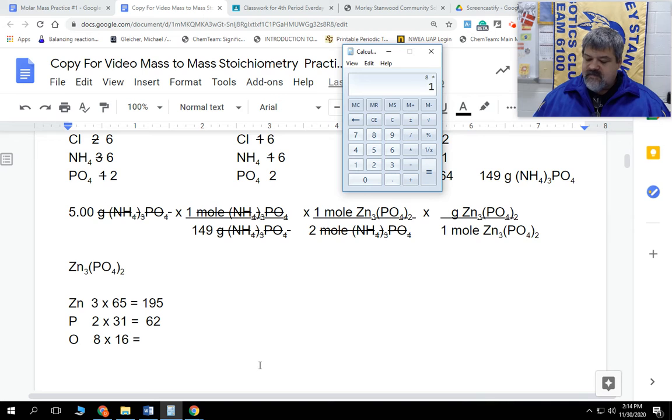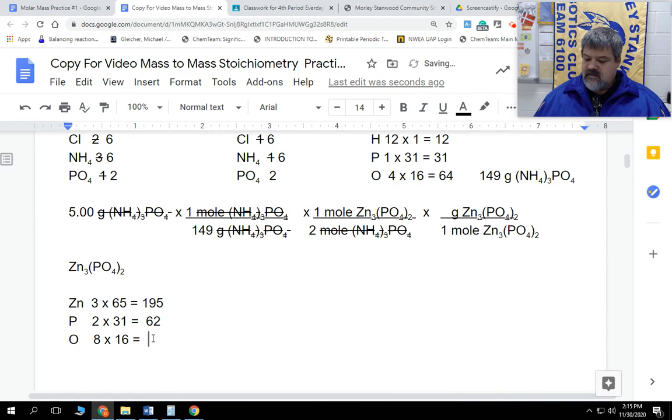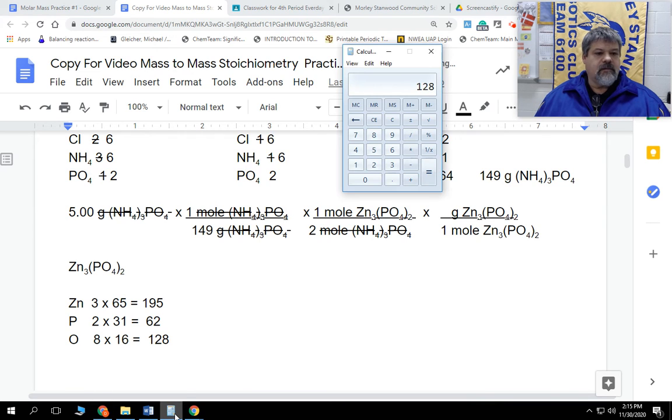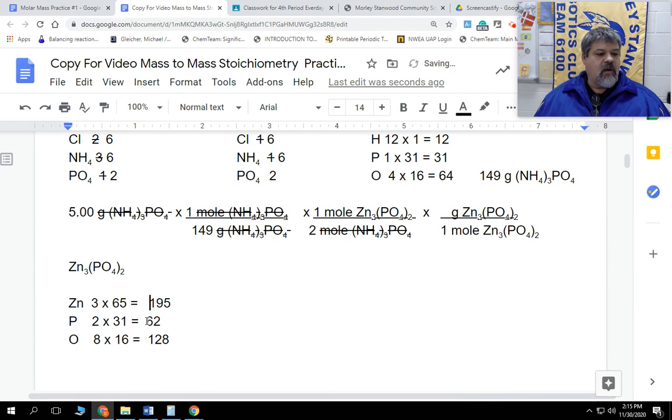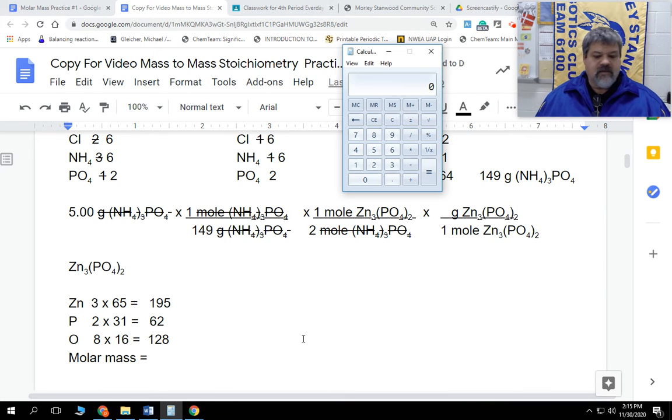Let's do the other one. So 8 times 16 equals 128. That makes sense. Let's do that one again. Okay, 8 times 16 equals 128. So there we go. Now all we have to do is add these up. I'm going to put the molar mass equals those all added up. So we have 195 plus 62 plus 128 equals 385.